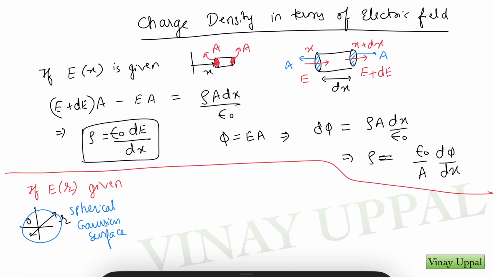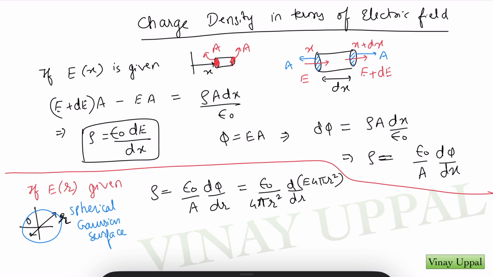And therefore, when I use this expression epsilon naught by A d phi by dx, instead of x I'll have d phi by dr. So epsilon naught by A, where A, the area of the Gaussian surface, would be 4 pi r squared. The derivative of the flux will now be of E times 4 pi r squared. So this will come out to be epsilon naught by r squared times the derivative of E times r squared. That will be the charge density in a spherically symmetric situation where the electric field is a function of the distance from the origin.